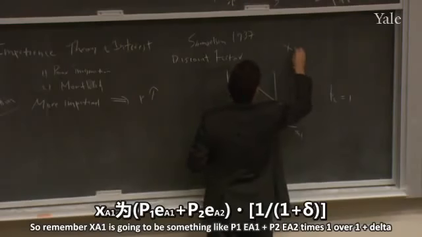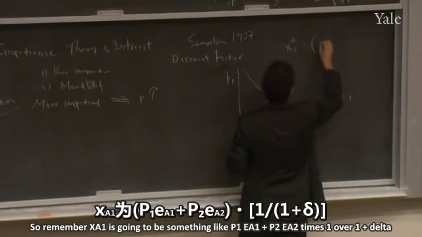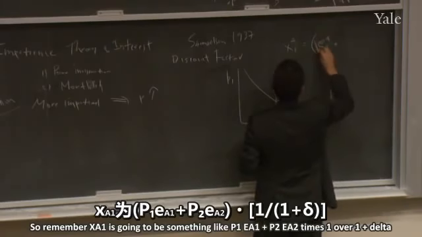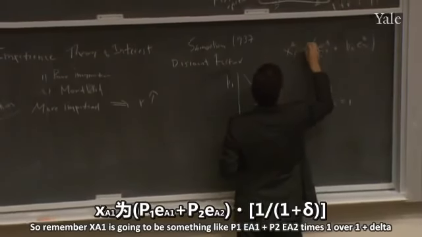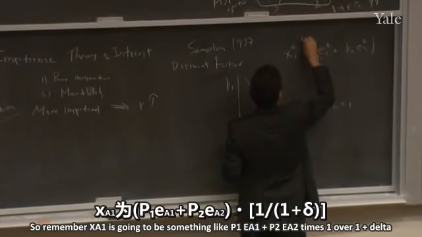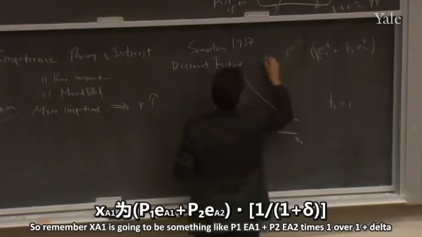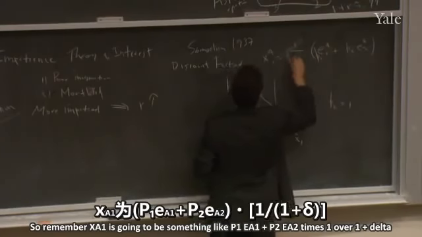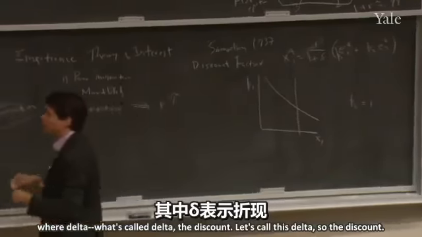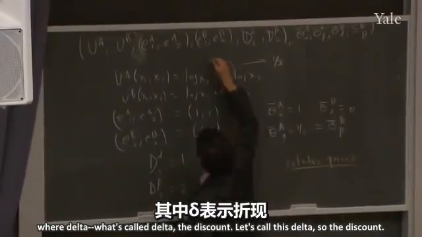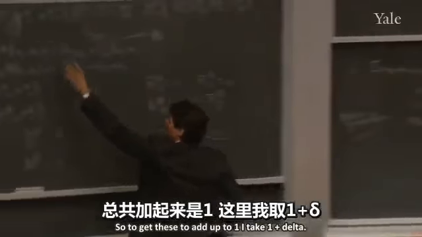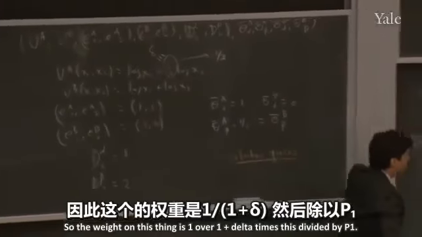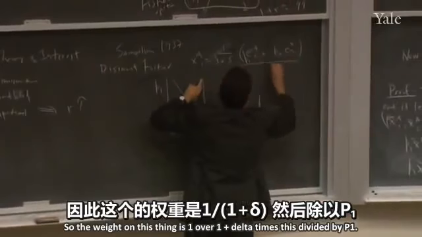So remember, X_A1 is going to be something like (P1 E_A1 + P2 E_A2) times 1 over... sorry, let's make this better. X_A1 equals 1 over 1 plus delta, where delta is what's called the discount. Let's call this delta. To get these weights to add up to 1, I take 1 plus delta, so the weight on this thing is 1 over 1 plus delta, times this divided by P1.